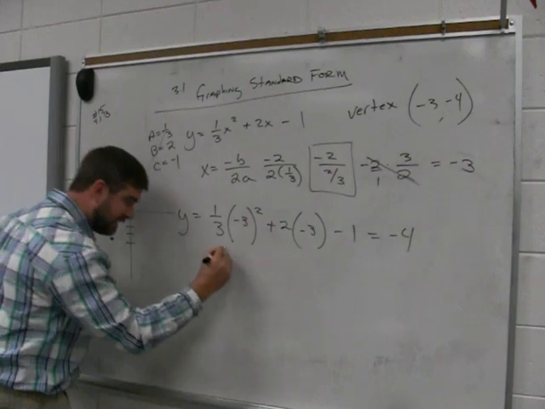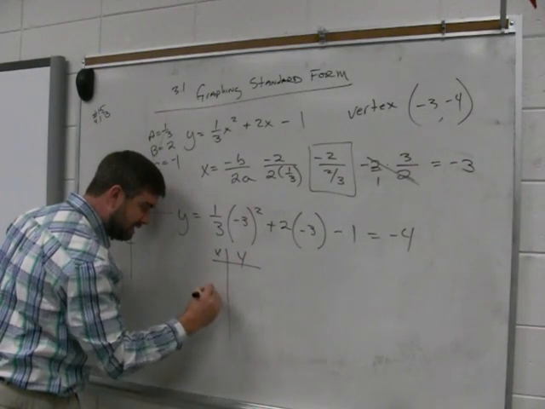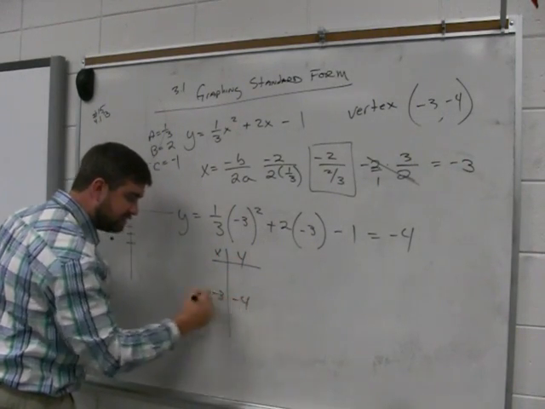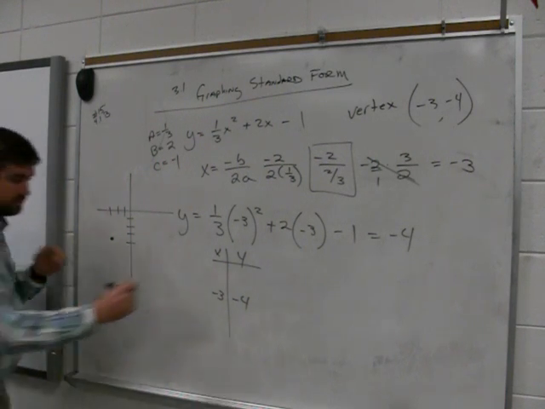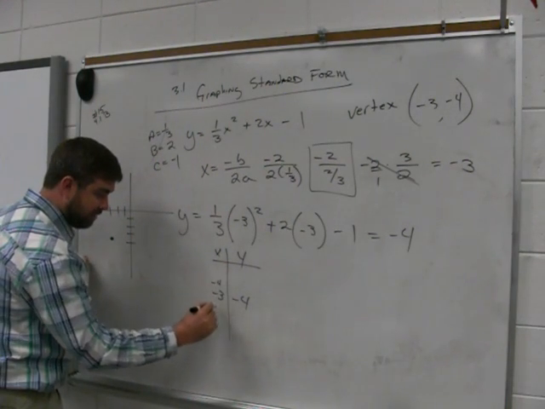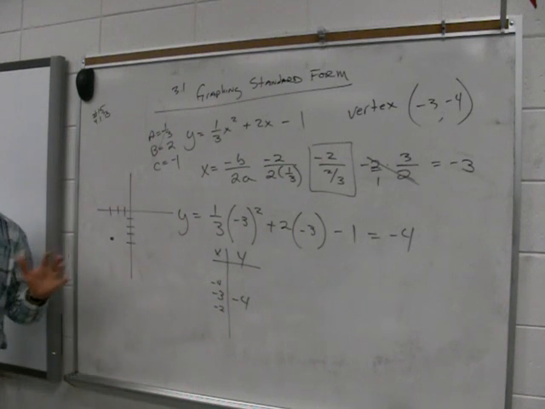So I make a little tiny T-chart, right? And I got -3, -4. That's the vertex right there in the middle. What do I want to try? And we need to talk about this a little bit. Tell me 2 more points to try. -2 and -4. All right, -4 right here and -2 right here are excellent points.